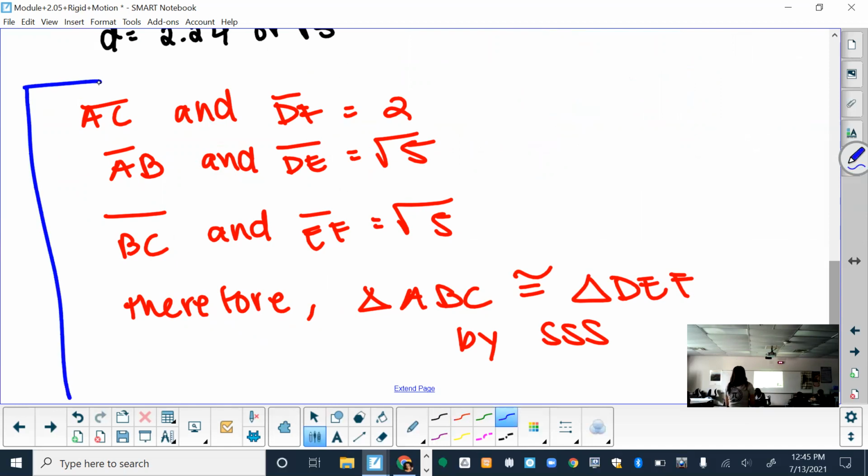All right, so this is kind of like our summary. So make sure you have this part. That is how we prove that they are congruent by side, side, side.